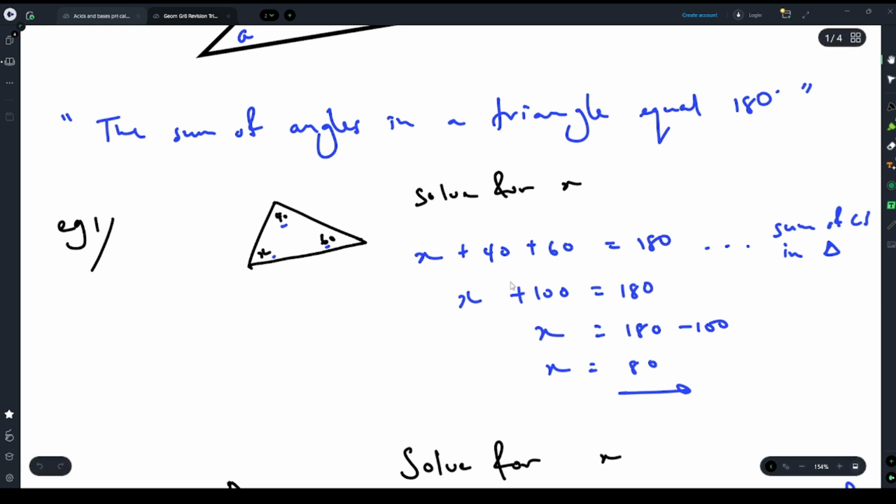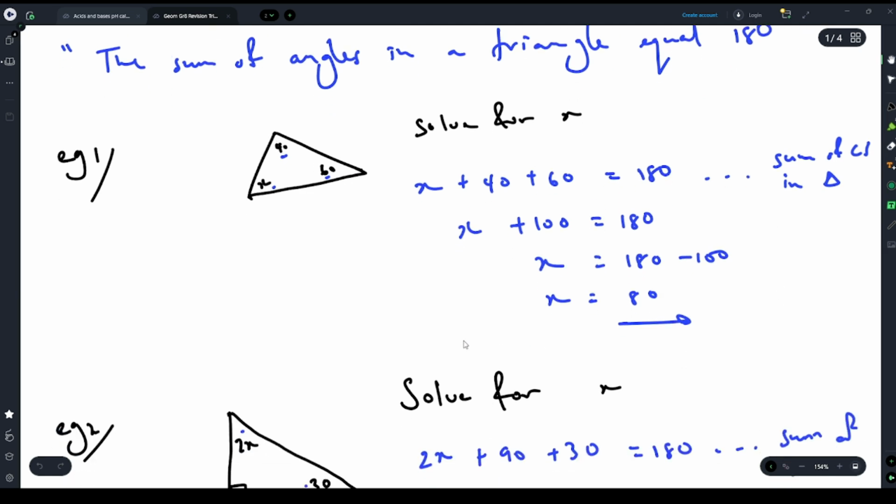So from here, we can add our two like terms. 40 plus 60 gives us 100. Take the 100 across the equal sign, and the sign will change. x is equal to 180 minus 100, so x is equal to 80. That's the first example illustrating this. Let's do another example illustrating this basic rule.